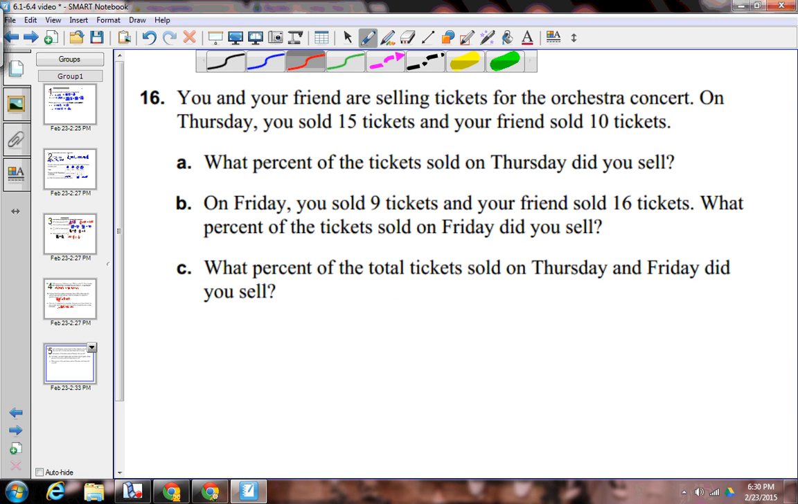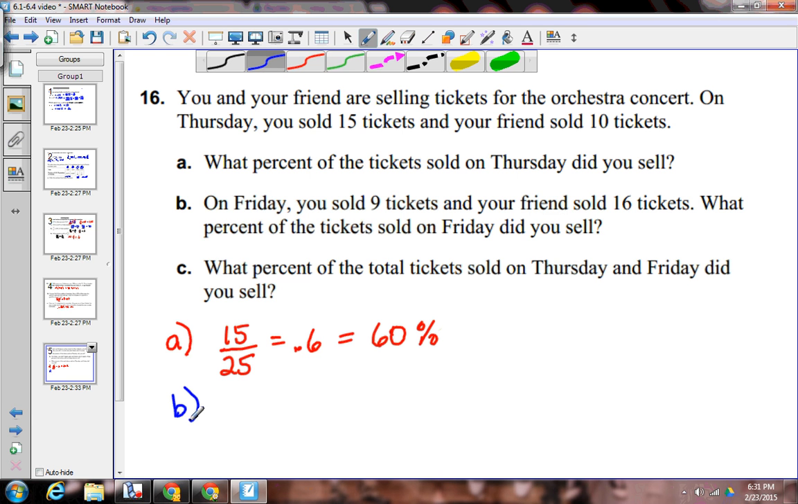So for this one, we have to compare you and your friend on different days for selling tickets. So I'm going to write down below for A, says what percent of the tickets sold on Thursday did you sell? So we have to find out what your part is. You sold on Thursday 15 out of what was the total? You plus your friend is 25. So remember, we can write this as a decimal first. 15 divided by 25 is 0.6, but we must finish by multiplying by 100 to turn it into percent form. So 60% of the sales on Thursday were yours.